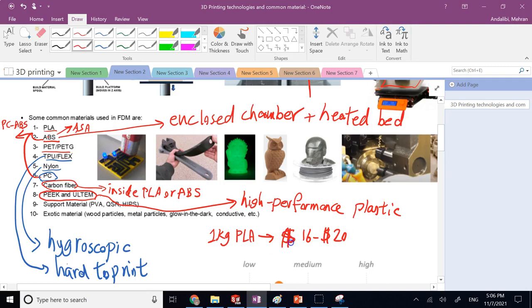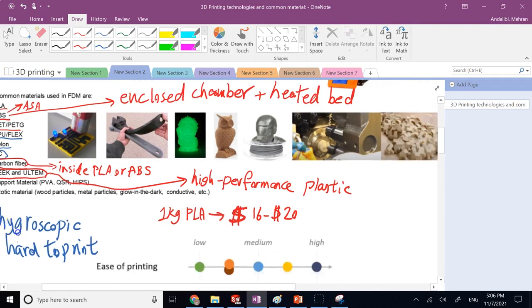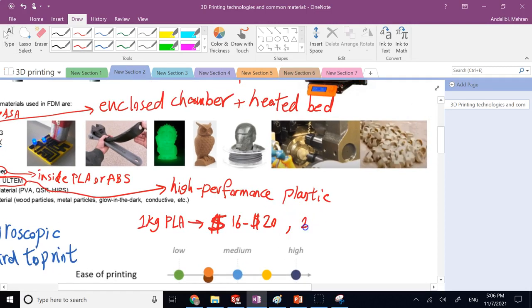Right? That's what you typically buy. In the meanwhile, 250 grams, 1/4 of a kilogram of PEEK, if you can buy it, is about $350. So 1 kilogram of that is going to be $1,400 compared to $16 or $20. So you see, it's something in the order of 100 times more expensive, 80 times more expensive than PLA.